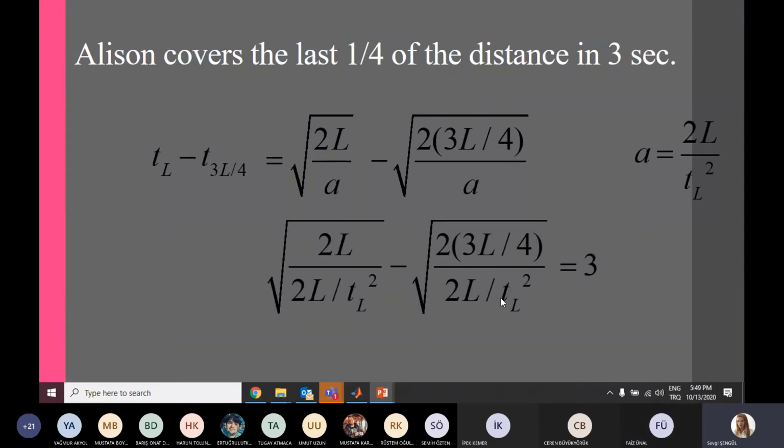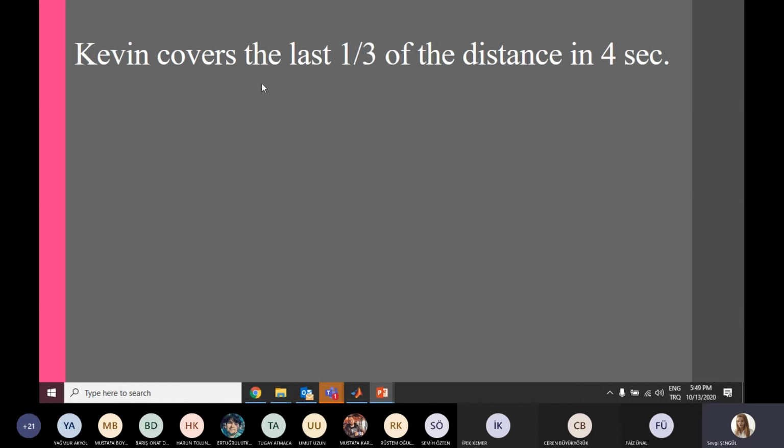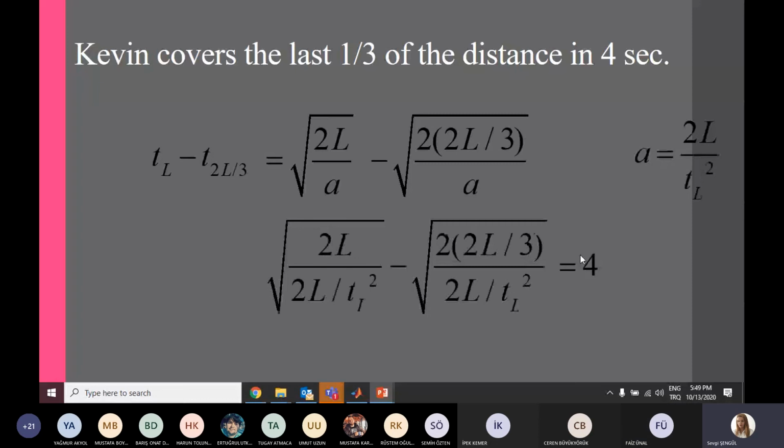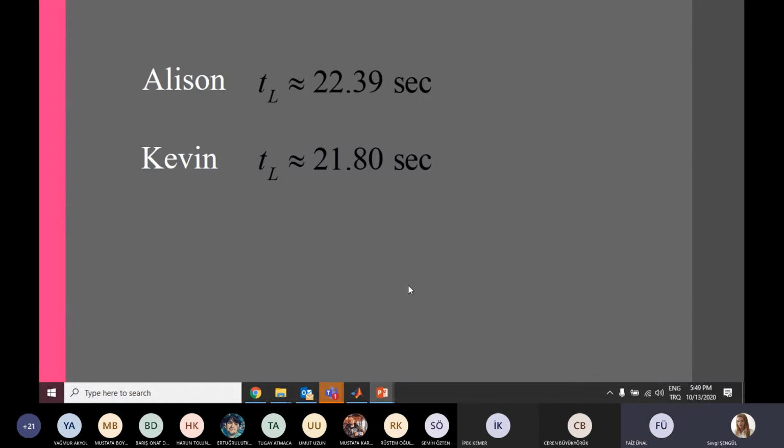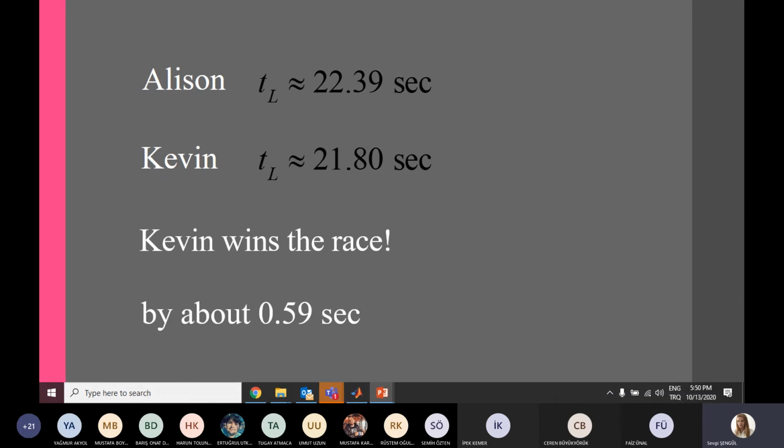If I solve this one for TL, I can find that Ellison is taking 22.39 seconds to finish the race. And if I do the same thing for Kevin and make it equal to 4, because it takes last 1/3 of the distance in 4 seconds, and I solve this one for TL, I will see that it takes 21.80 seconds for Kevin. So which one is winning? Of course, Kevin wins the race by about 0.959 seconds.